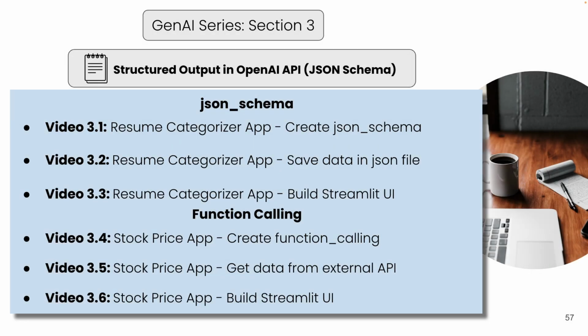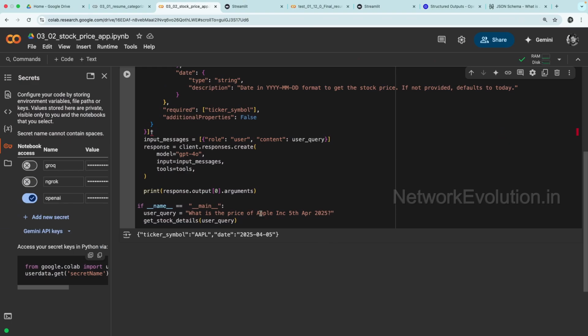In the previous video, video 3.4, in the stock price app, we created a function and passed a user instruction, and the LLM was able to generate a JSON response out of the user query. So I'll show you that. Here we have given this query and it is able to generate the ticker symbol and date from the query.